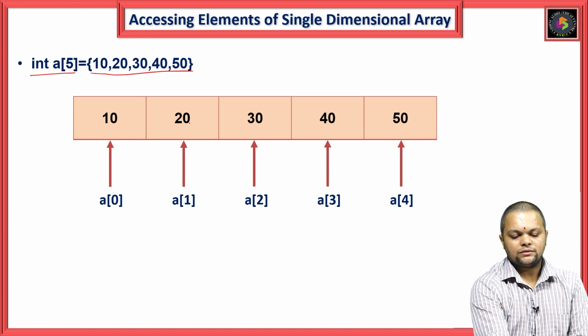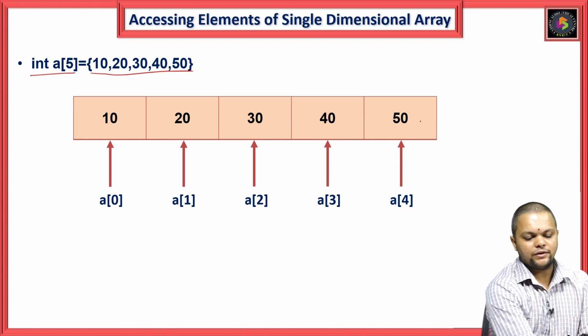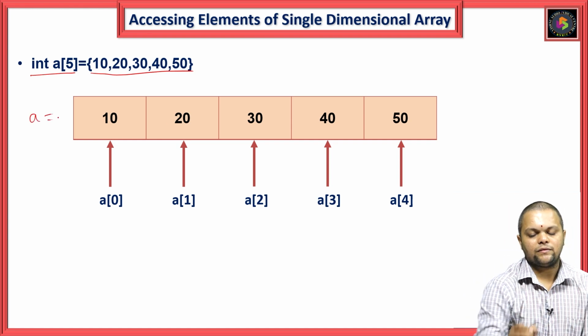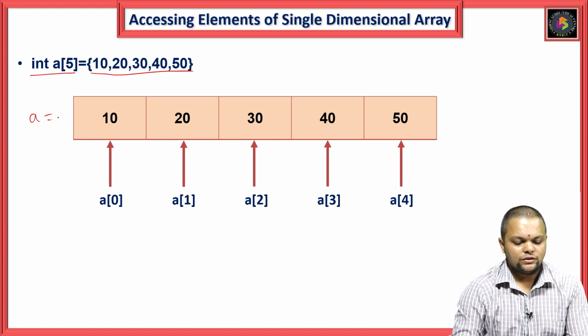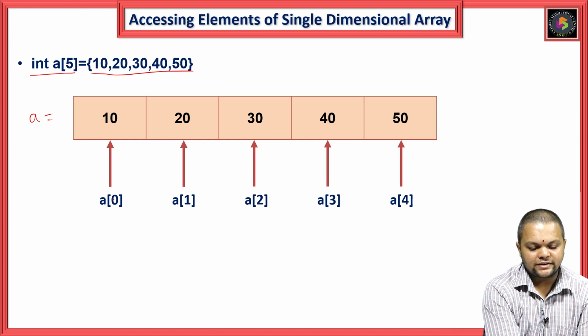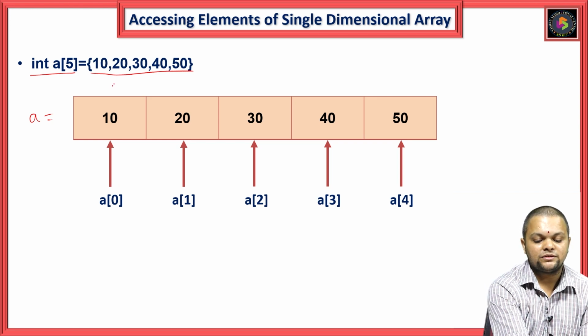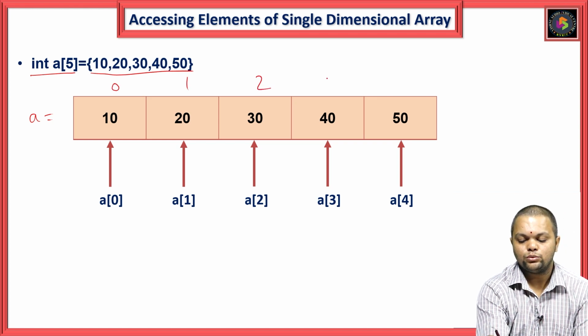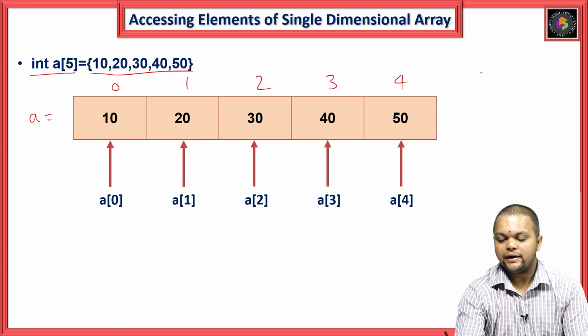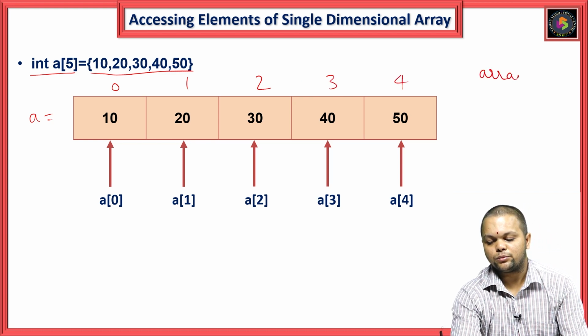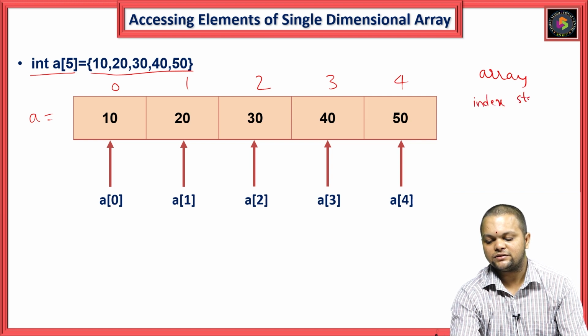10 is given, 20, 30, 40, 50. This is given to our array. I am giving it like this. So the first value 10 is accessed with a[0]. Why a[0]? Because 0, 1, 2, 3, 4. Array index number starts with 0.